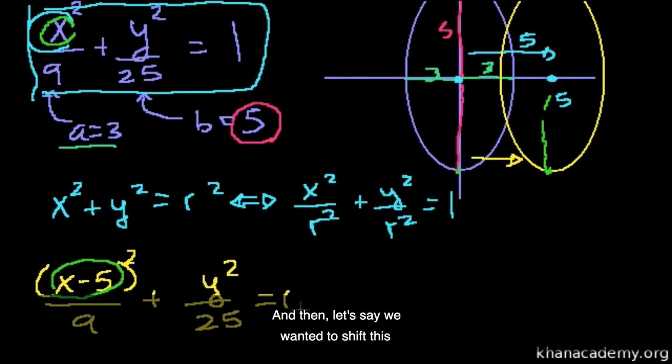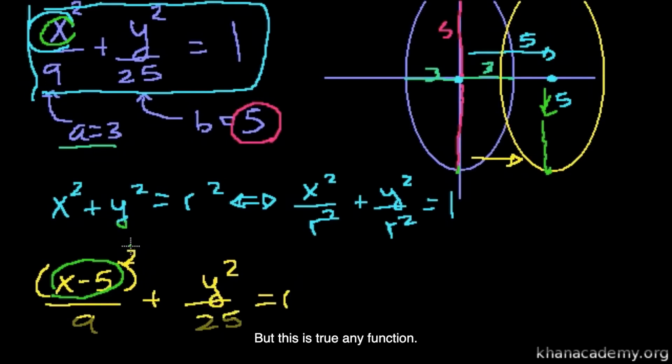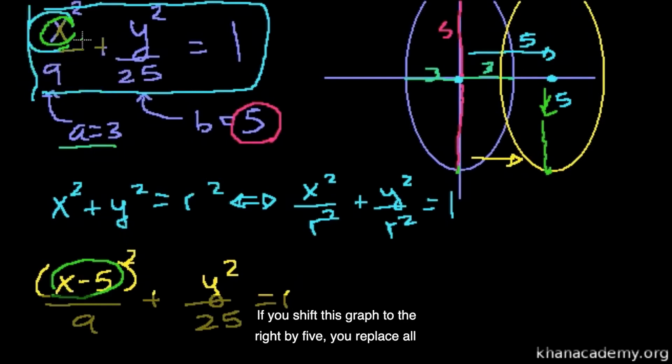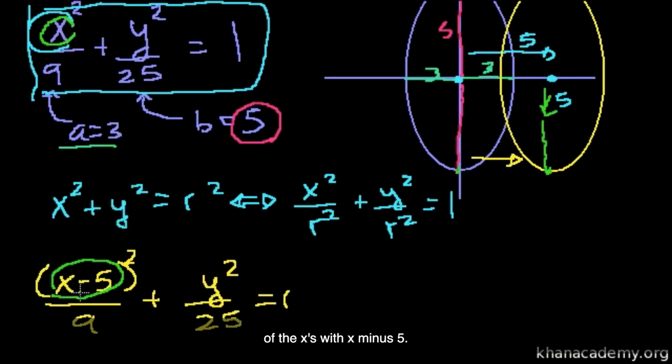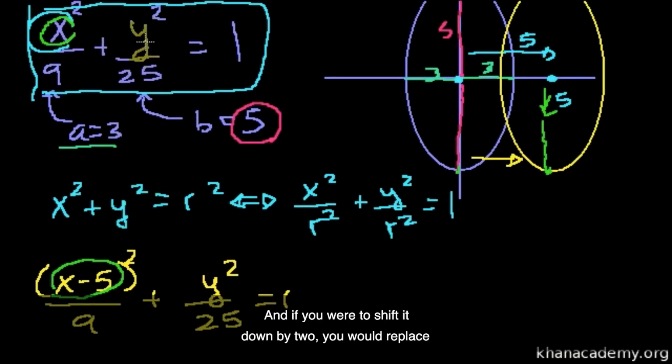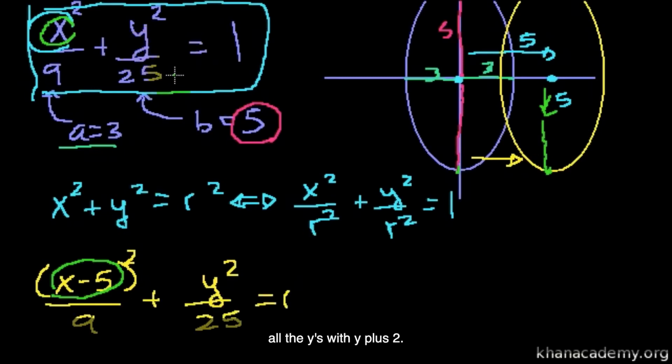And then, let's say we wanted to shift this equation down by 2. Right? So if we wanted to shift it down by 2, our new ellipse looks something like this. And a lot of times you learn this in conic sections, but this is true of any function. When you shift things, you shift it this way. If you shift this graph to the right by 5, you replace all of the x's with x minus 5. And if you were to shift it down by 2, you would replace all the y's. Remember, we're shifting down by 2, so you would replace all the y's with y plus 2.